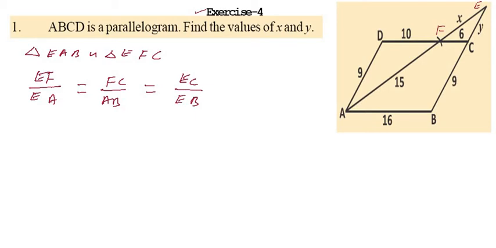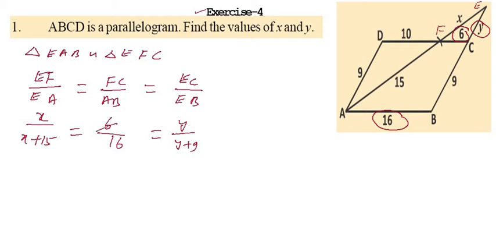upon EB. Now put the value EF. As you know, where is the EF? EF is X. And EA, where is EA? That is X plus 15. So X upon X plus 15 will be equal to FC. FC is 6, you can see here it is 6. And AB is, as you know, 16, will be equal to EC. You can say EC is Y, and EB is the whole, that is Y plus 9.